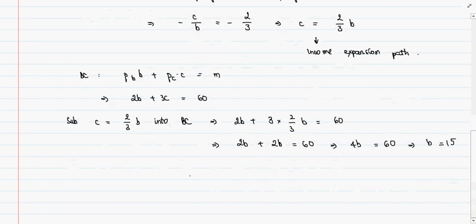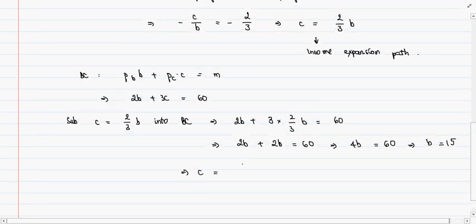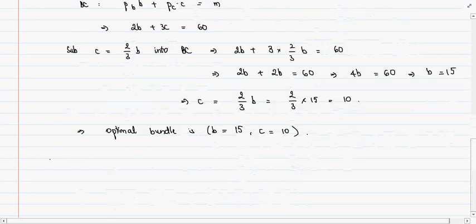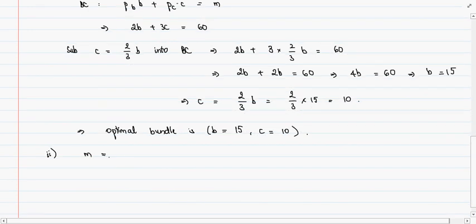Knowing the value of B, I can find the value of C very straightforwardly, which is just 2 on 3B. So 2 on 3 times 15 is equal to 10. The most preferred affordable consumption bundle, or simply the optimal bundle, in this case is where B equal to 15 and C equal to 10. The next part is going to be very similar. It's just that we have a different income and different prices. However, everything else is done in the same way.